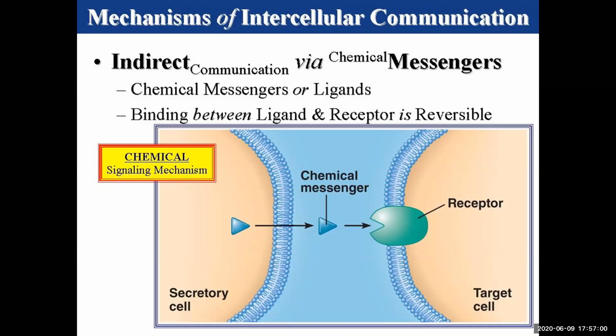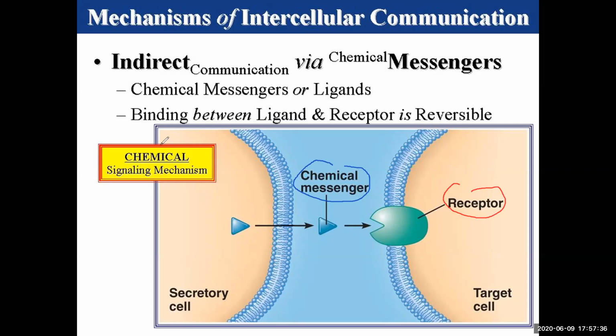So this is the chemical signaling, and this is indirect because this one cell needs to secrete a chemical acting as a messenger, and that messenger has to bind to a receptor on the target cell. So here, it takes two to tango. In other words, it requires a chemical messenger, but it also requires a receptor, right?